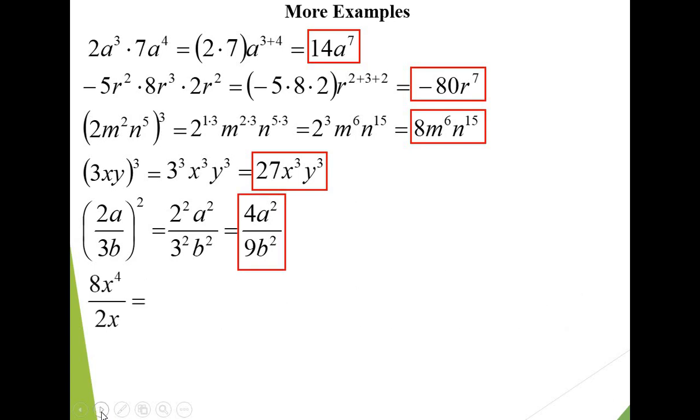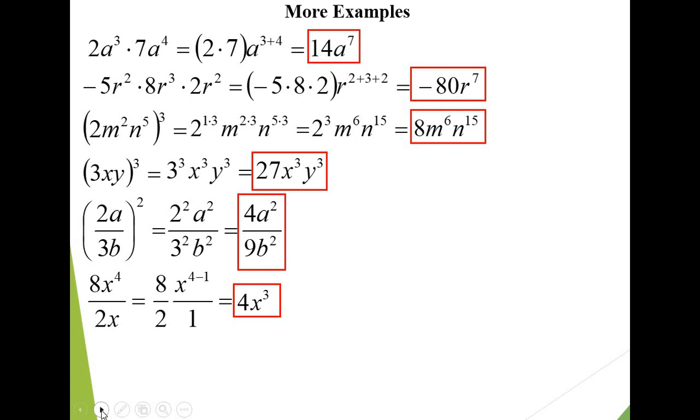Let's look at another one. Now here we have 8x to the 4th power all divided by 2x. This is the same thing as saying 8 divided by 2, and x to the 4th power minus 1, because x by itself is raised to the power of 1. So here you can clearly see this is 8 divided by 2, all over x to the 4th power minus 1, and that will give you a final answer of 4x to the 3rd.